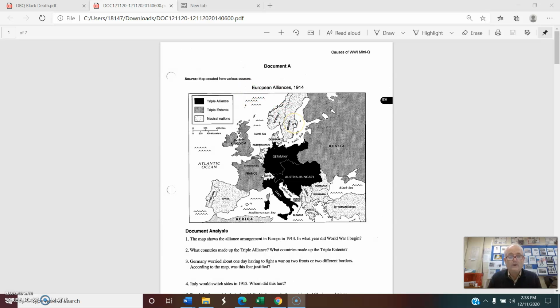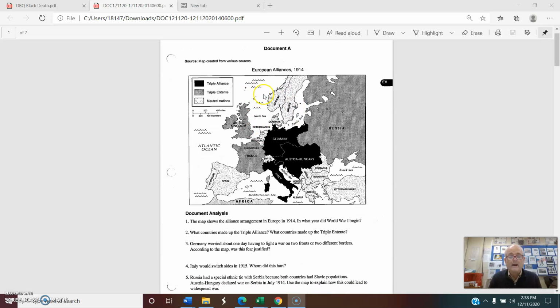So let's do this kind of quickly. You can see document A is a map, and the map is labeled right here. You have to be very careful looking at it. It's looking at European alliances. We're looking at 1914, which maybe to refresh your memory is the year the war began. You have a couple of alliances here, the Triple Alliance, which is in black. You've got the Triple Entente, which is here in this kind of plaid color. And this sandy color represents nations that are neutral in that alliance.